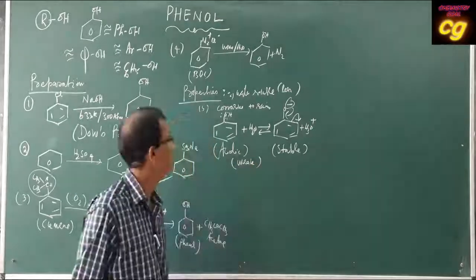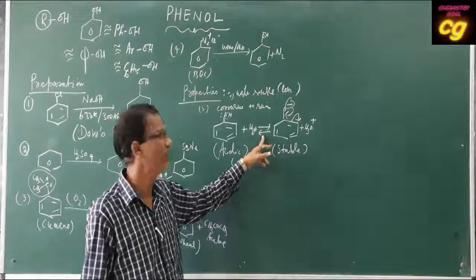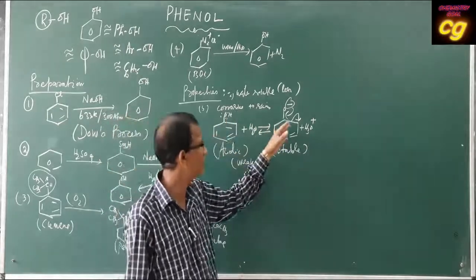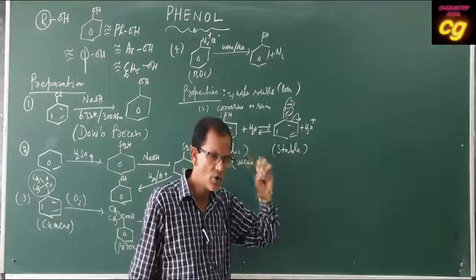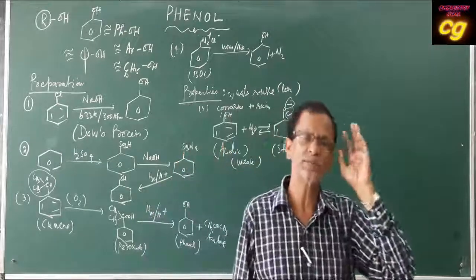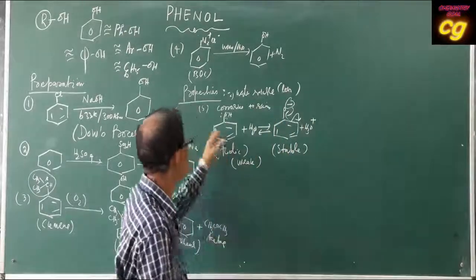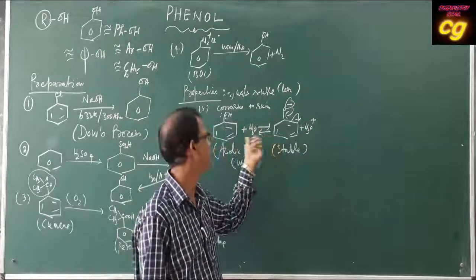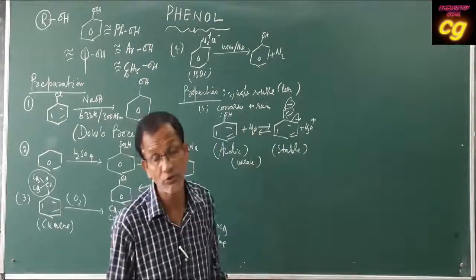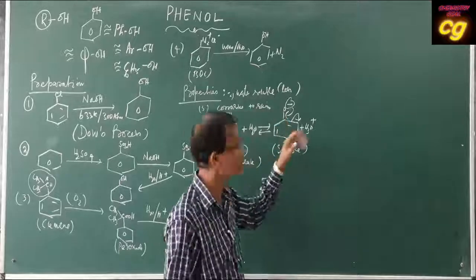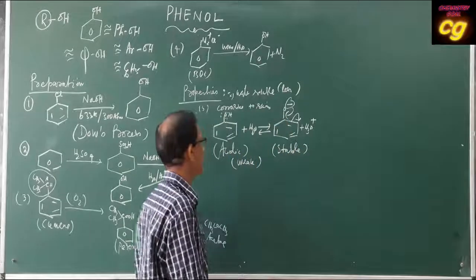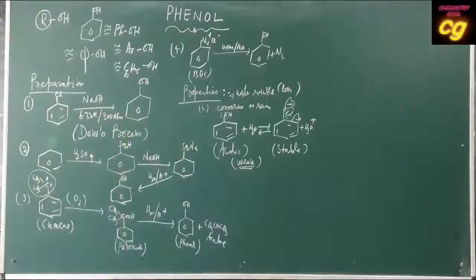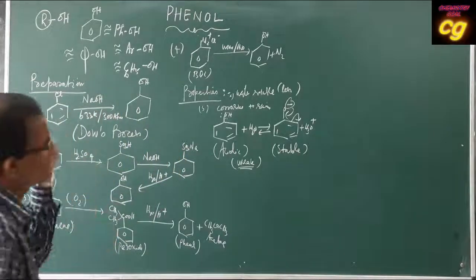But one question is, it is a weak acid. Why is it a weak acid? Because it maintains equilibrium between the phenolate ion and phenol. The phenolate ion produced does not allow the complete loss of H+ ion from phenol. That's why it maintains equilibrium between the phenolate ion and phenol. That's why it is a weak acid. The reaction is reversible and slow. That's why it is a weak acid, not a strong acid.